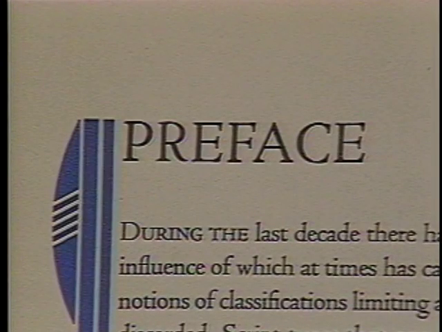Type is used for text and display purposes. Text type represents the type size and style selected for the text material contained in a publication. Display type represents the type styles and sizes selected to be used with text type to draw attention and emphasize certain aspects of typeset materials.